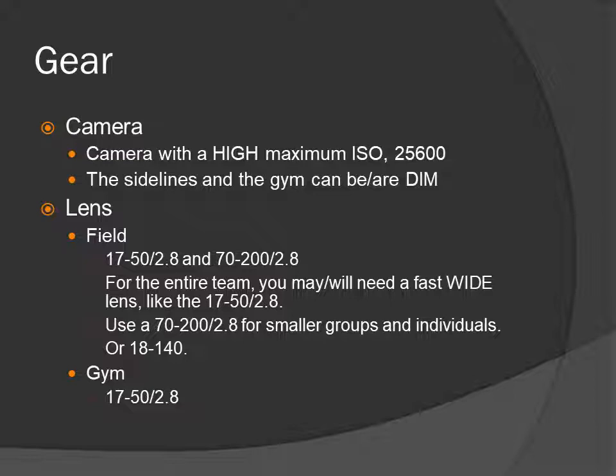Lenses. On the field, 17 to 50 2.8 and 70 to 200 2.8. For the entire team, you may need a wide lens like the 17 to 50 2.8. Use the 70 to 200 for the smaller groups and individuals in the halftime show, but remember you may have to switch back to the 17 to 50 for the entire team, or use the 18 to 140. In the gym, use the 17 to 50 2.8.